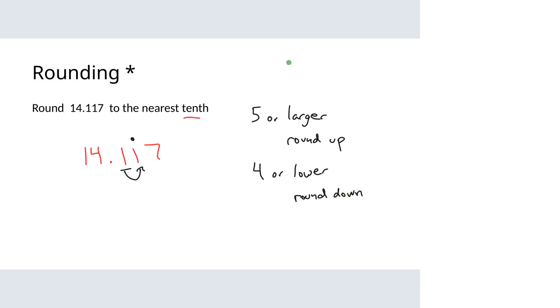Something that doesn't always get talked about is when you say round up or round down, what does that even mean? And it's a great question. When we're going to round 14.117 to the nearest tenth, if we were going to round down, we would get 14.1 because we're going to the tenths place. If we were going to round up, we're going to go to 14.2 because we're going to the tenths place.